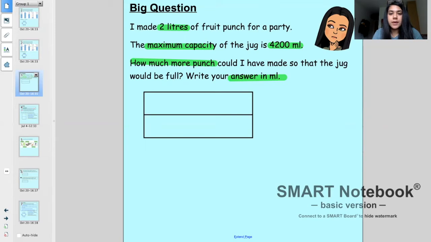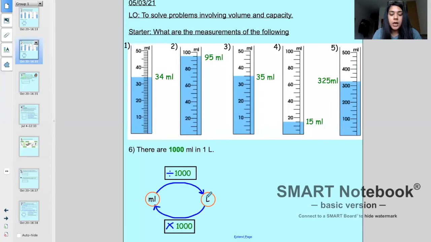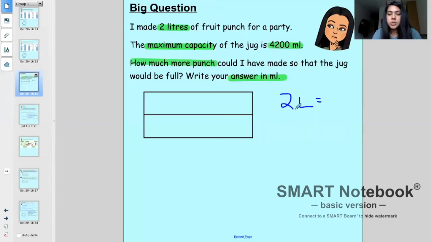Okay, so first, before we do anything, I want to convert all of my values into what my answer needs to be, just because it will make things a lot easier if I start off this way. So they want me to write my answer in milliliters. Well, the maximum capacity is already in milliliters, and if I convert 2 liters to milliliters, if we look at our conversions to help us, liters to milliliters, we multiply by 1,000. So 2 times 1,000, easy peasy, gives you 2,000, and it should be milliliters.